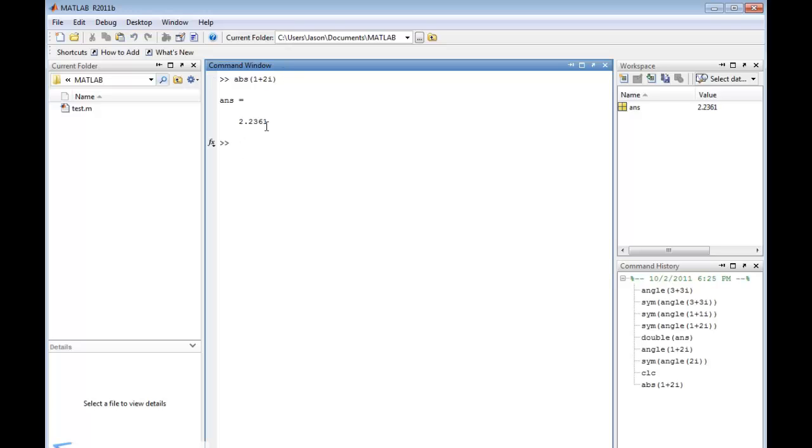This is close enough, good enough for most uses. But if you take this and wrap it inside of the sym function, it's going to do the calculation again, but attempt to keep the answer exact. In this case, it gives you an answer of 5 raised to the 1/2 power. So 5 to the 1/2 is the square root of 5. What is the square root of 5? Well, you could just convert that to a number by wrapping it in the double function, and then you get 2.2361.